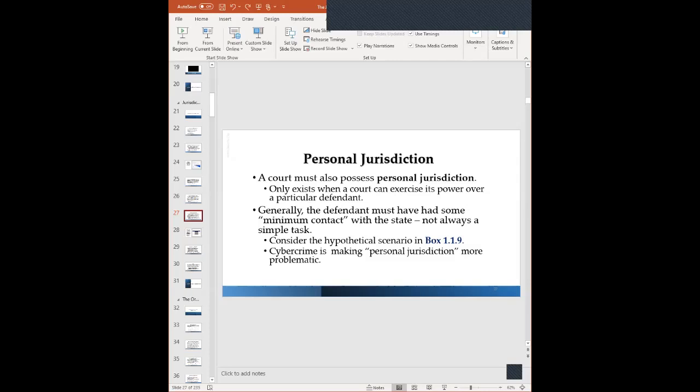But again, he had contacts with the state in that it went through Vermont, but it was out of his control, right? So he never wanted to be in Vermont. He wanted to be in Montana. So it's a really difficult question to answer. And it's one that legislatures at the state level and federal level are trying to wrap their heads around. How do we get personal jurisdiction when it involves cybercrime and somebody's in a different country or a different state?